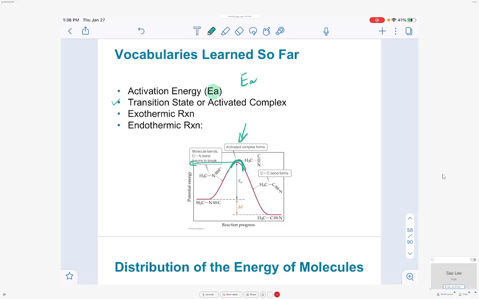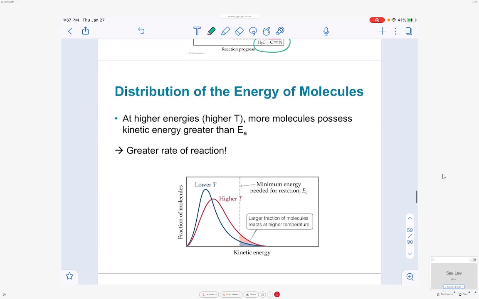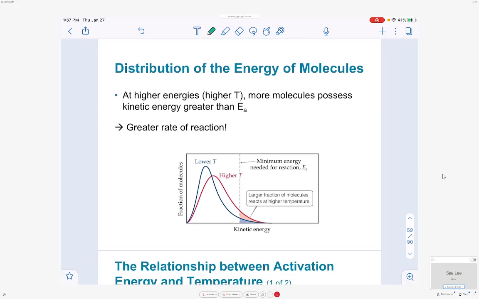And we also learned about exothermic and endothermic reactions. When the product is at a lower energy state than the reactant, the reaction is exothermic. The reactant releases energy during the formation of the product. For an endothermic reaction, when the product is at a higher energy state than the reactant, the reaction is considered endothermic. So that's a quick summary of what we have learned so far.